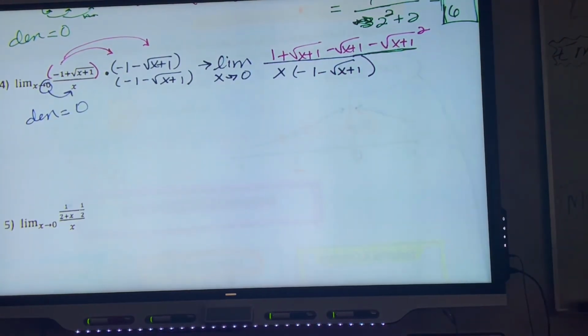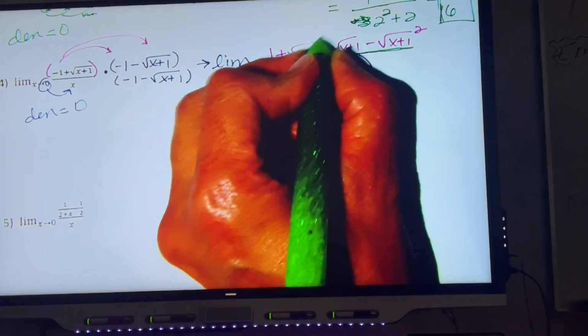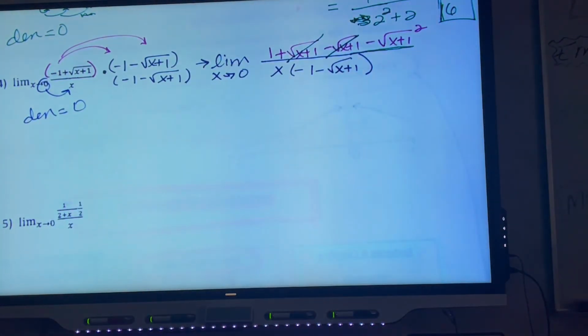The negative x plus 1 cancel. These cancel, right? Anytime you're multiplying by conjugates, the middle terms will always cancel. That's a difference of two perfect squares. That's what always happens. So there's that.